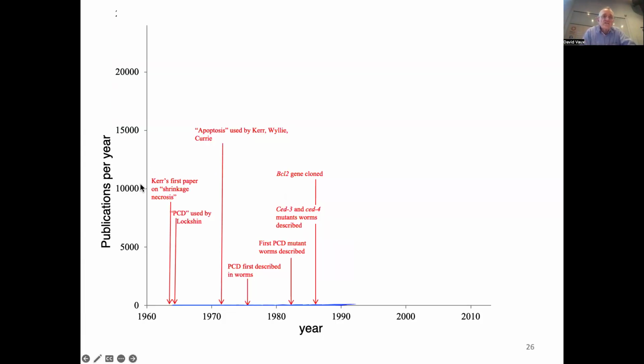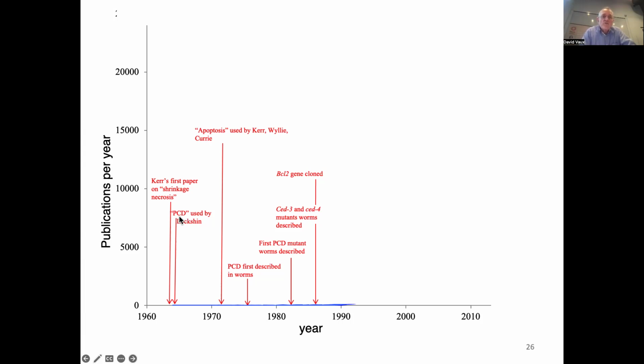And this is a graph looking at the number of publications on cell death per year. And you can see, it obviously doesn't go back to 1842, but here we have Kerr's first paper on cell death where he called it shrinkage necrosis. And there were very, very few papers mentioning programmed cell death or apoptosis.